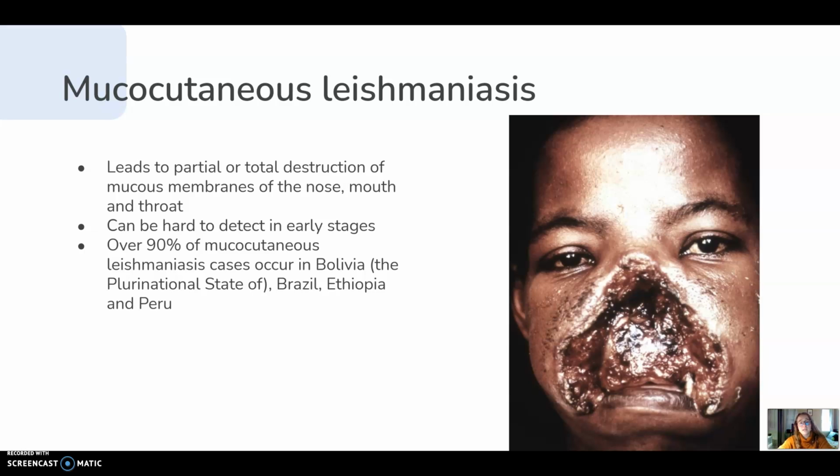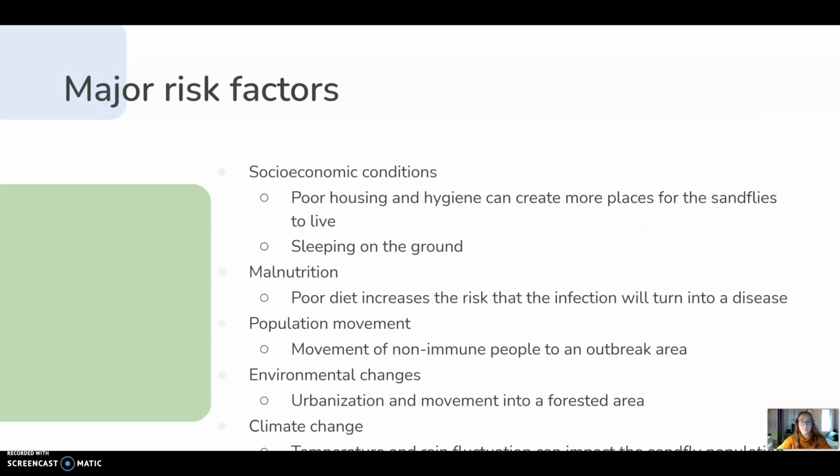It can be very hard to detect in the early stages, as it's more inward in the respiratory and nasal passages and not outward presenting like it is here. Over 90% occur in a fewer number of much smaller countries: Bolivia, Brazil, Ethiopia, and Peru.